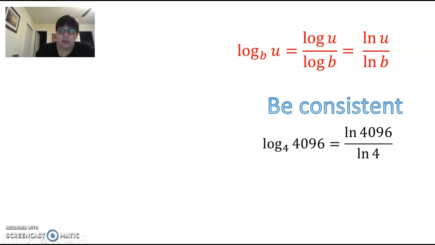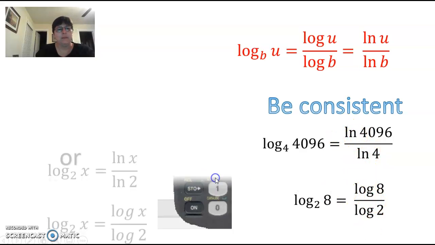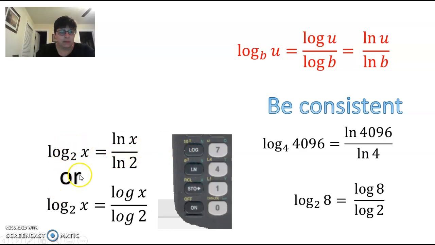So for example, log base 4 of 4096, I could find that by natural log of 4096 divided by natural log of 4. Log base 2 of 8, I could put in log 8 divided by log 2. It has to be consistent, either natural log or log base 10. So to put this in the calculator, as long as you're consistent, both of them will graph to the same thing. So if you're going to hit log for the top, hit log for the bottom. If you're going to hit natural log for the top, hit natural log for the bottom. I'm going to pause and actually go to the calculator.